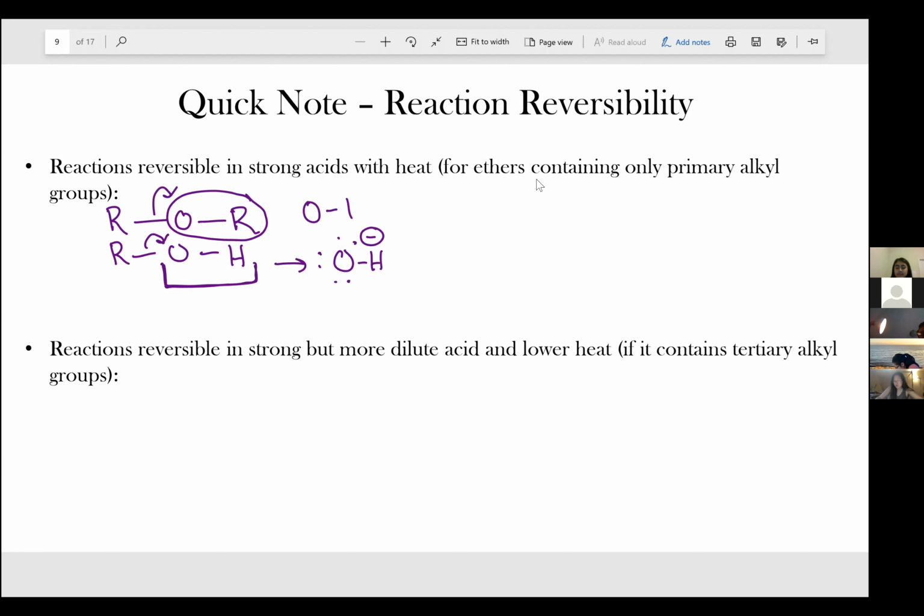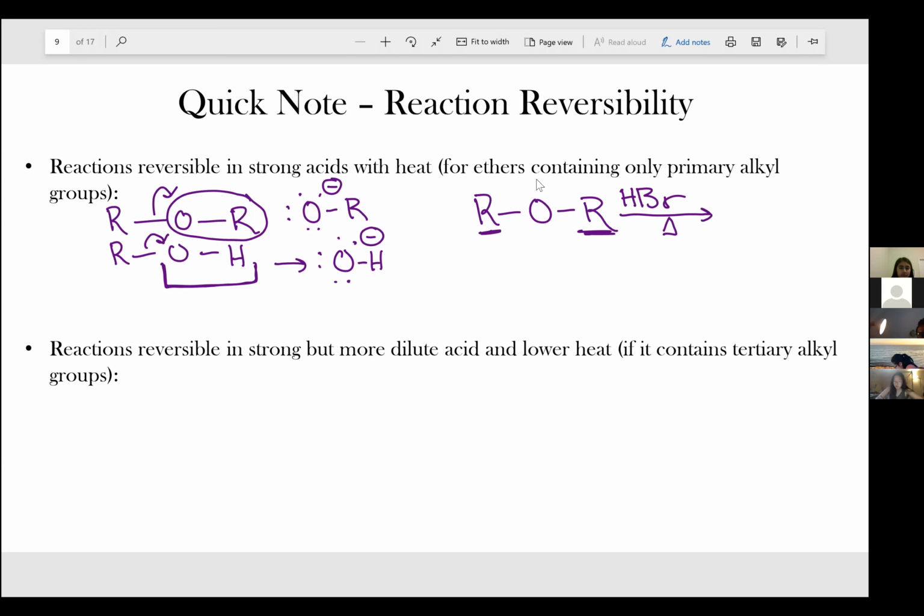And so once again, this alkoxide is going to be a strong base. And so the only way that we can reverse this reaction, to go from the ether back to the alcohol and the alkyl halide, is through, well, two ways, depending on what kind of ether we're dealing with. If we have a primary ether, like ROR, where both of our R attachments to that ether are primary, if we treat this with a really strong acid, HBr or HI, and heat, that's actually going to reverse the reaction.